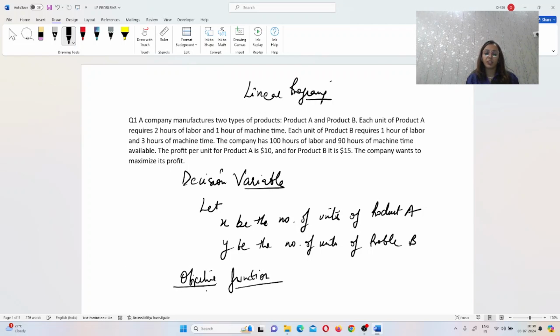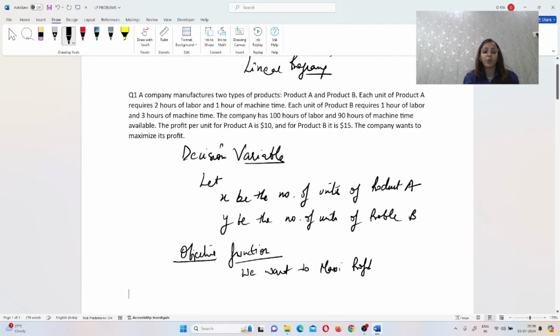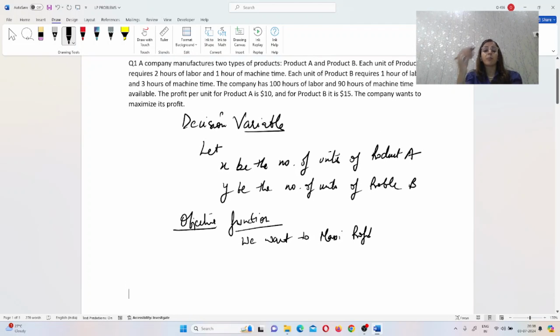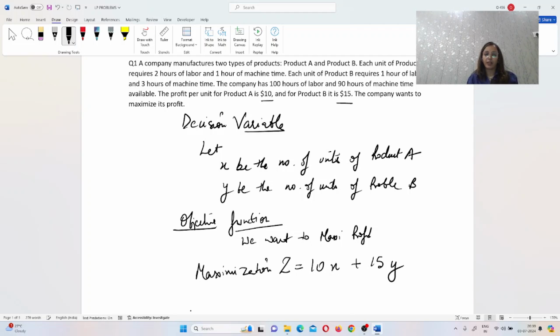Now what will be the objective function? As it is given that we want to maximize our profit, what profit do we want to maximize? We earn a profit per unit of product A. So writing maximization, we indicate it with Z: maximize Z = 10X + 15Y, where 10 is the profit for product A and 15 is for product B, with Y as the units of product B.